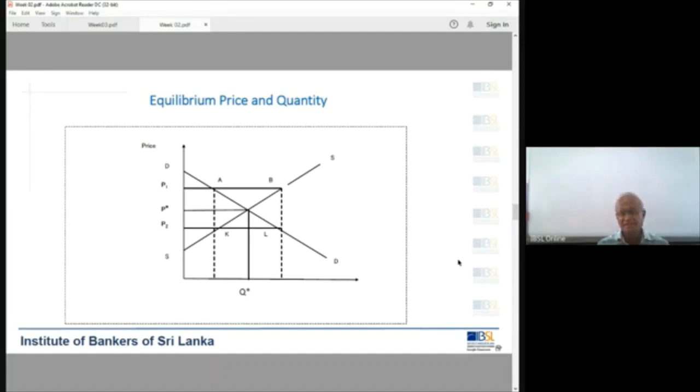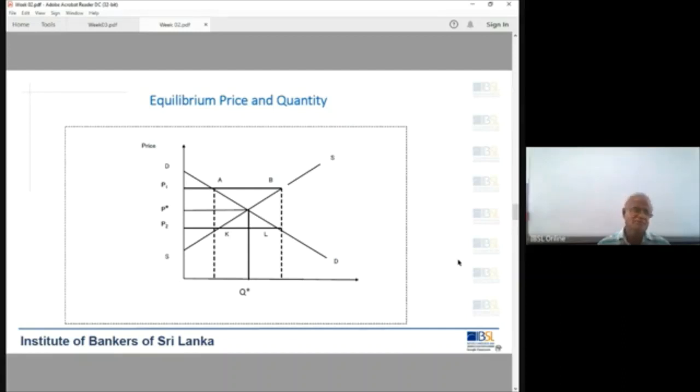When the price is below the equilibrium price, what will happen? The opposite. Consumers are happy. Suppose the market price is 1,000 rupees. If the market price decreases to 500, I am happy as a consumer, and I may want to buy more of that good. Excess demand: demand exceeds supply.